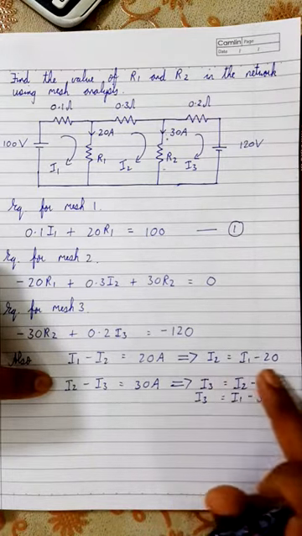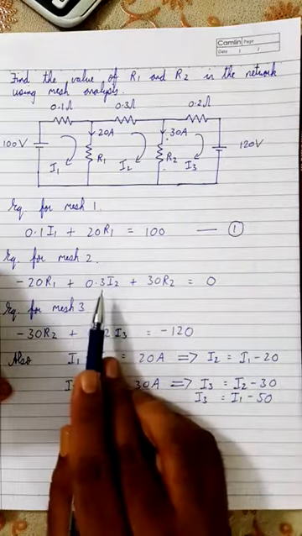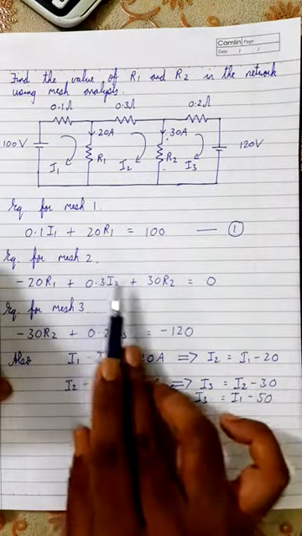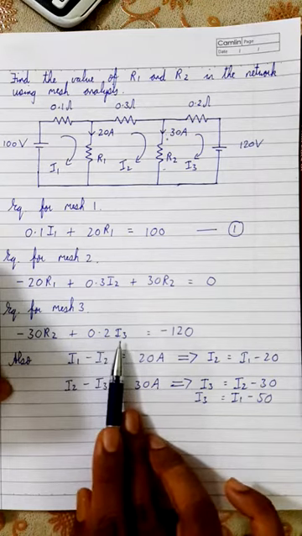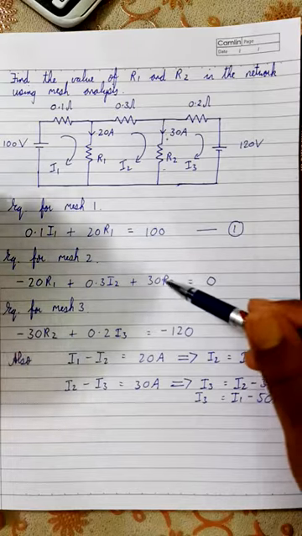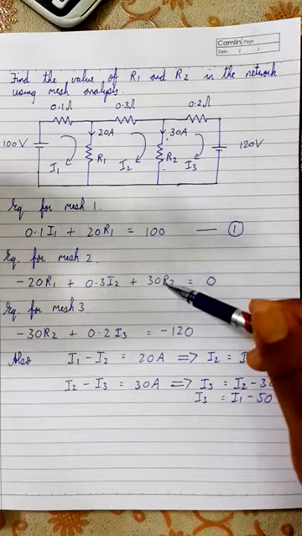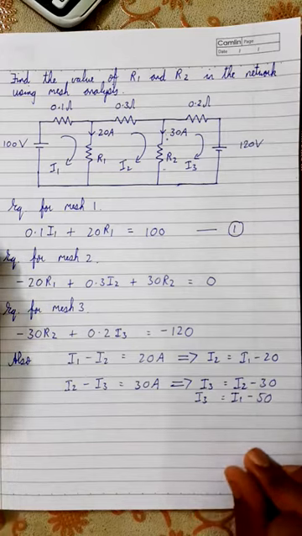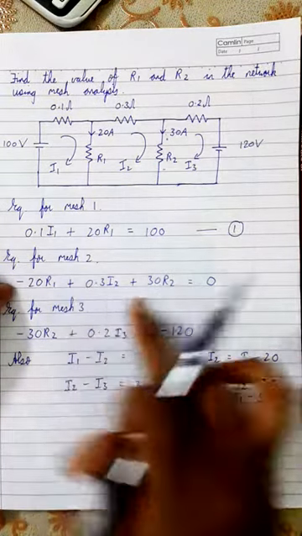I2 is equal to I1 minus 20. So in this equation I am going to substitute I2 as I1 minus 20, and in this equation I am going to substitute I3 as I1 minus 50. So basically these three equations will have only I1, R1 and R2. This is how I am going to simplify the equations. So which means this equation, right?